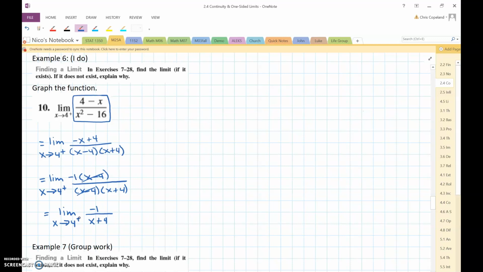Okay, so this limit, because we can do direct substitution here, this limit should definitely be equal to negative 1 over 8. But they want us to use a graphical approach. So if this was a test question, I'd want you to graph this. Alright, so let's take a look at this function.